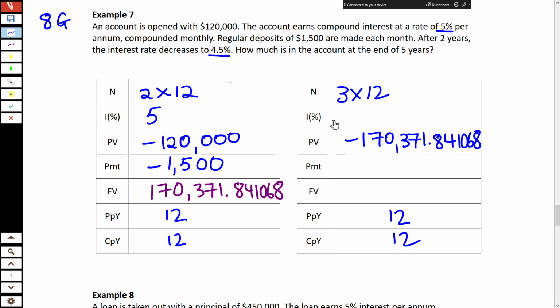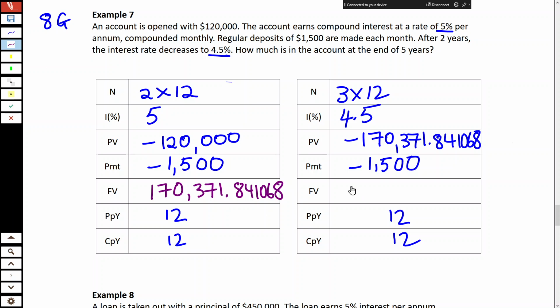The interest rate is 4.5. What are we solving for? Future value. Good. And we're still making those deposits. All right, so go ahead and try that calculation. Make sure you've got the negative sign for PV. Use Control C, Control V to avoid typing the whole number again.